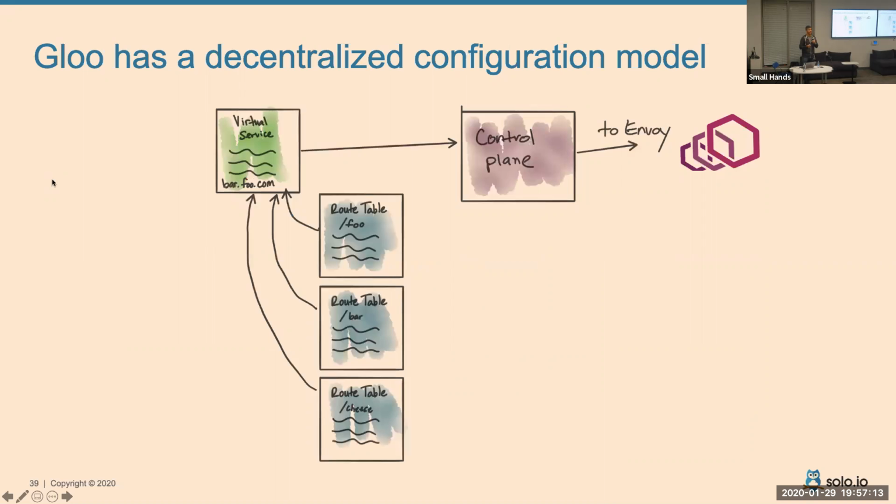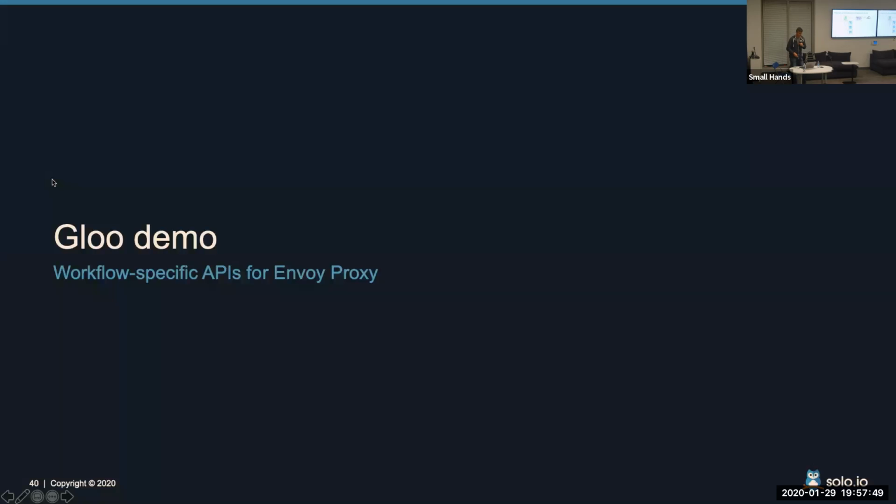Glue very purposely has a decentralized and declarative model for configuring Envoy. So in other words, the operations teams, the folks who need to control the domains and the security parameters and the rate limiting or whatever, let them own that part. The developers or the development teams or the SREs as part of the development teams, they can own the context-based routing, the matching that happens to get the traffic to your service, the transformations that you need to do to get it to your service, and so on. And so the Glue API is built specifically for this. Let me show you a very, very quick demo.